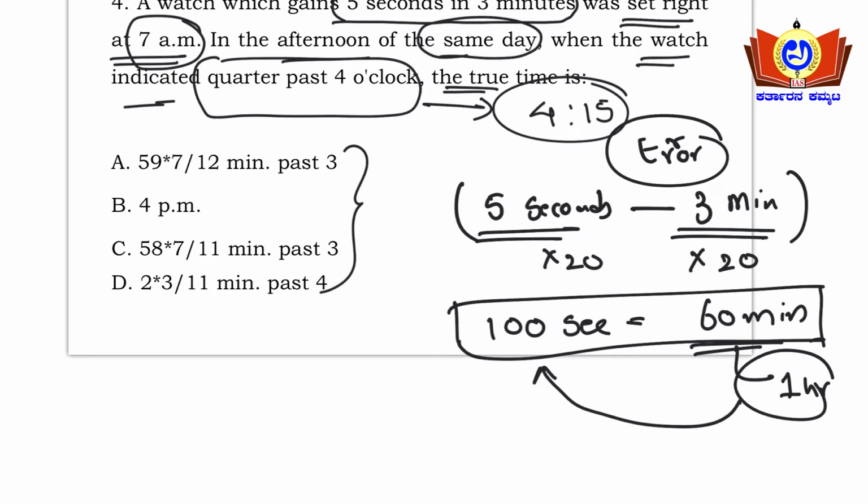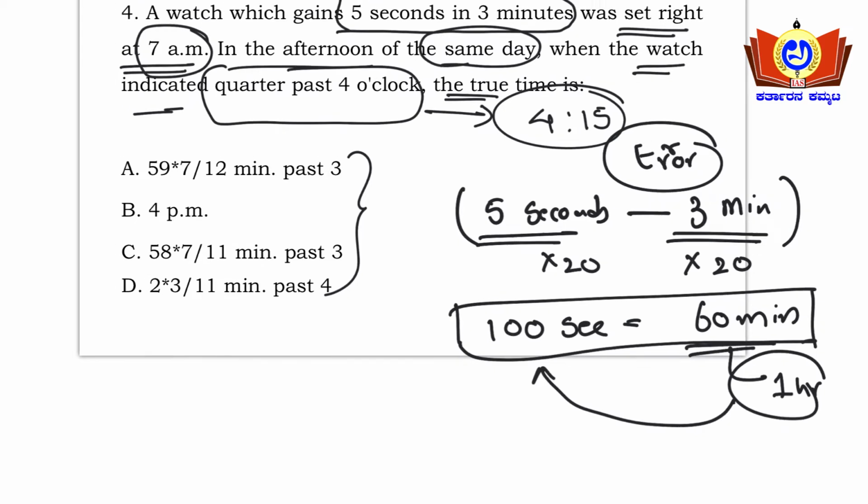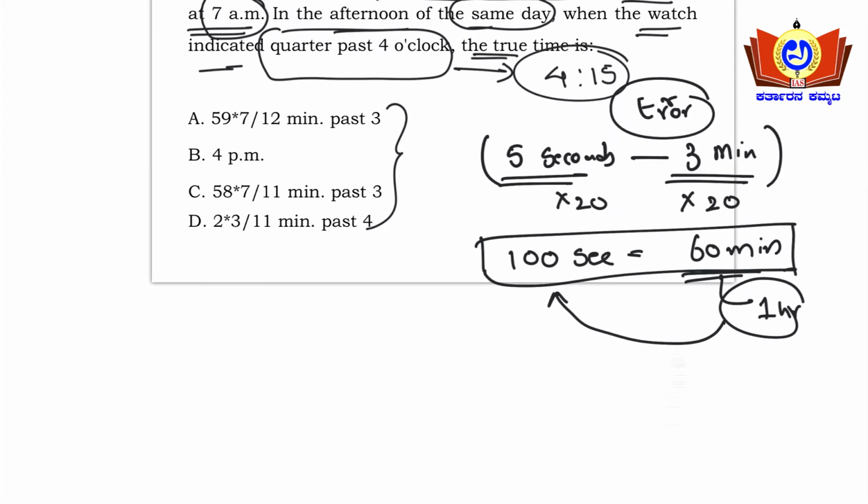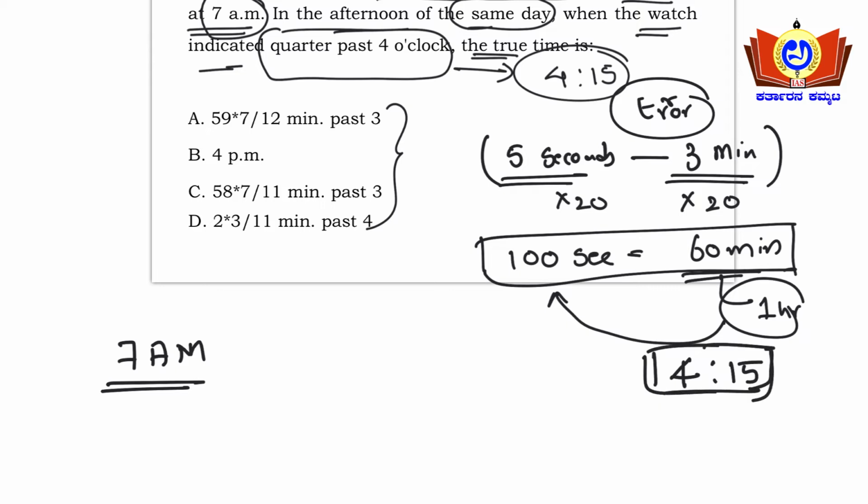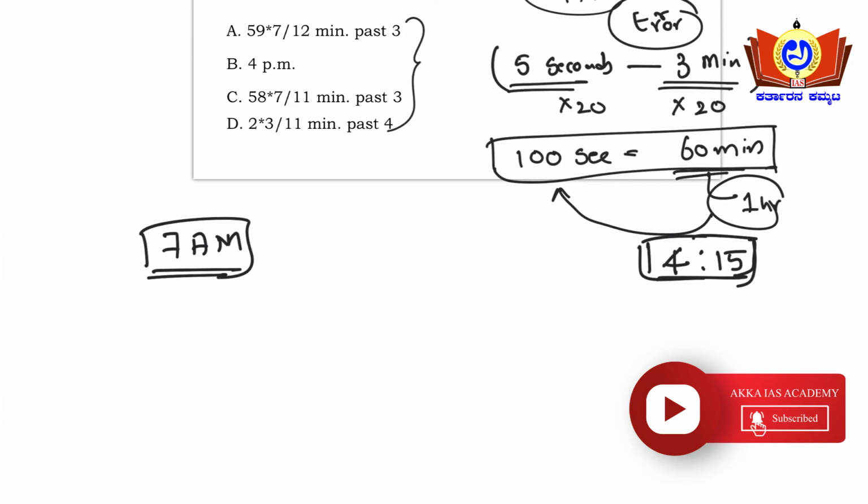Okay, so error for every 1 hour is 100 seconds, and the question says that at 7 a.m. the clock was set right here. And on the same day when the watch indicated 4:15, what is the right time they are asking here. The clock is indicating 4:15, but what is the right time? Because the error we need to deduct here.